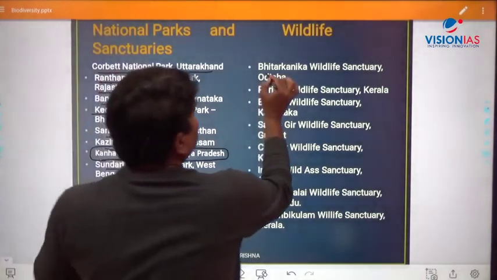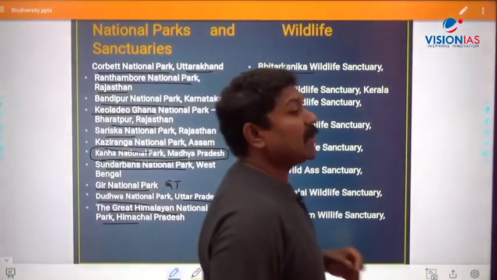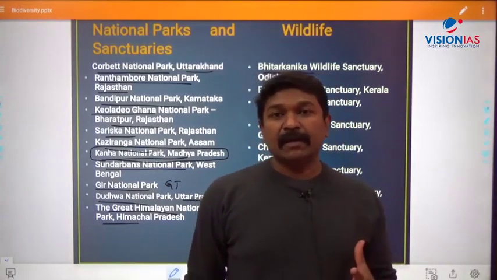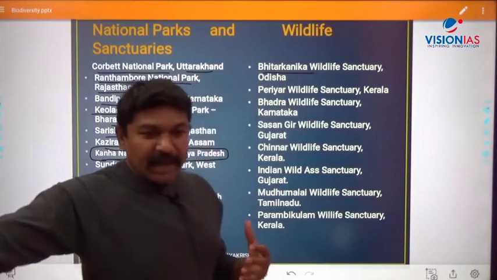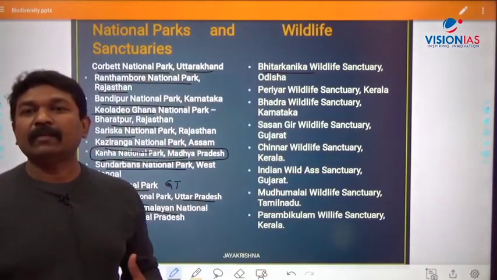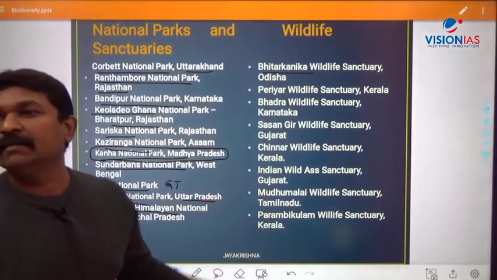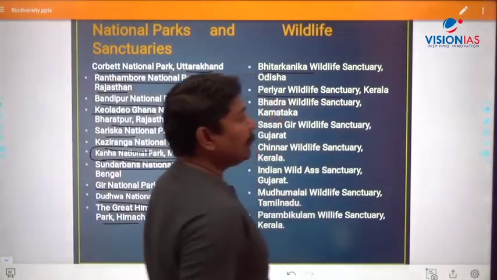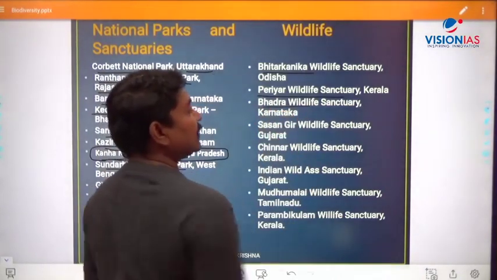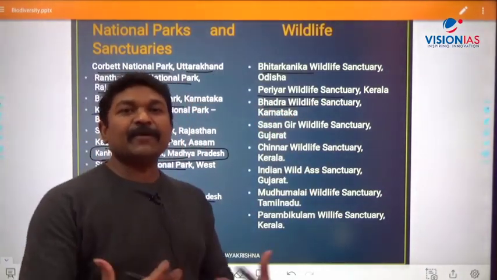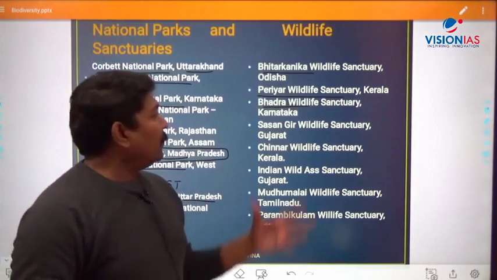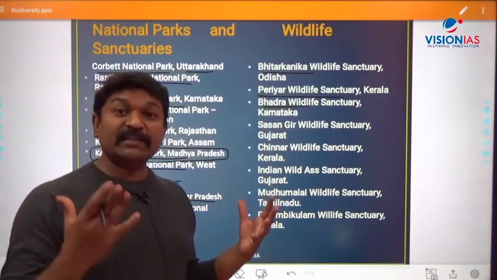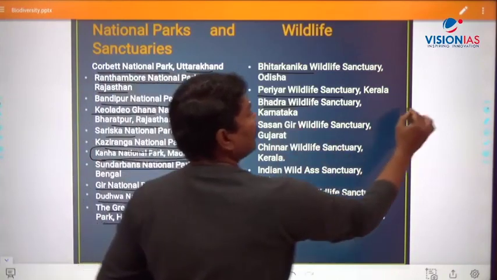The first and foremost, very important one is called Bhitarkanika Wildlife Sanctuary. Very, very important wildlife sanctuary, Bhitarkanika. Also, you can find what are called mangroves. Bhitarkanika mangroves, I have explained again. Then the Periyar Wildlife Sanctuary of Kerala, Bhadra Wildlife Sanctuary of Karnataka. Just make note of this. Bhadra Wildlife Sanctuary, which is present in the Bhadra region. What is Bhadra? Bhadra is the name of a river.